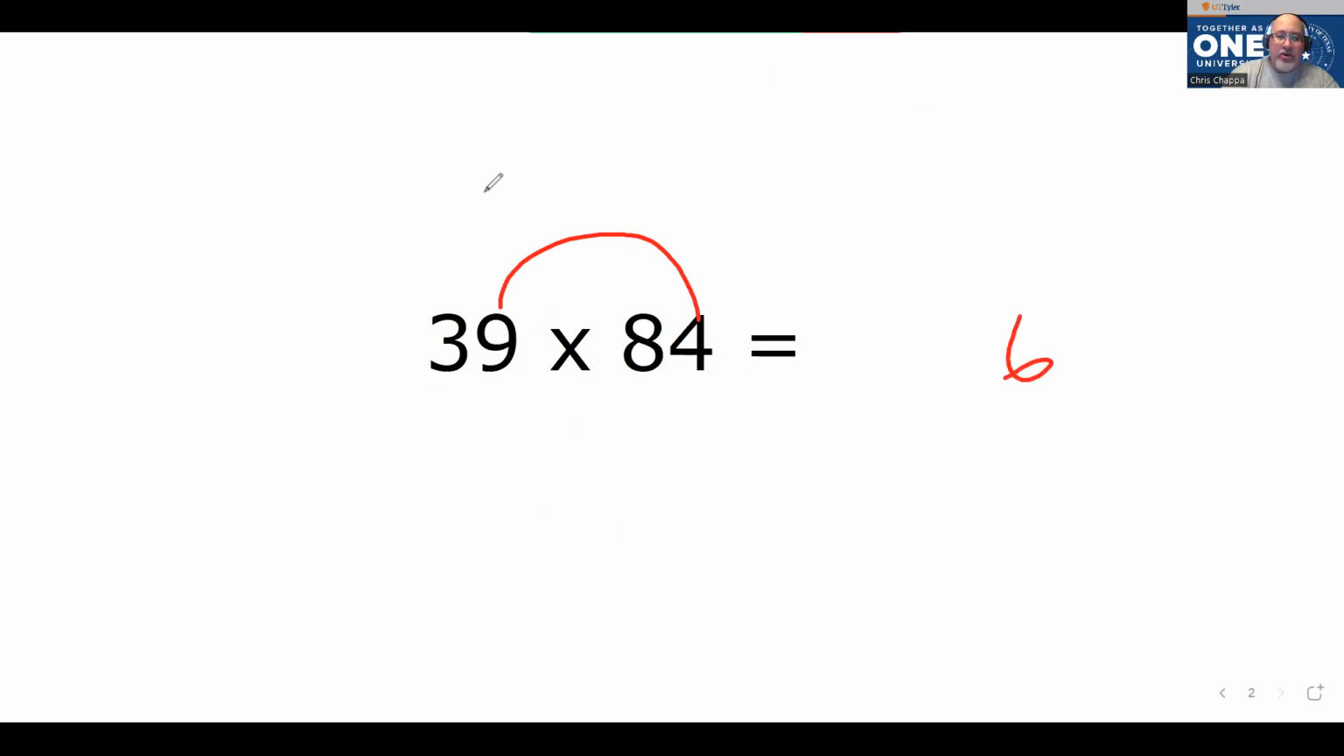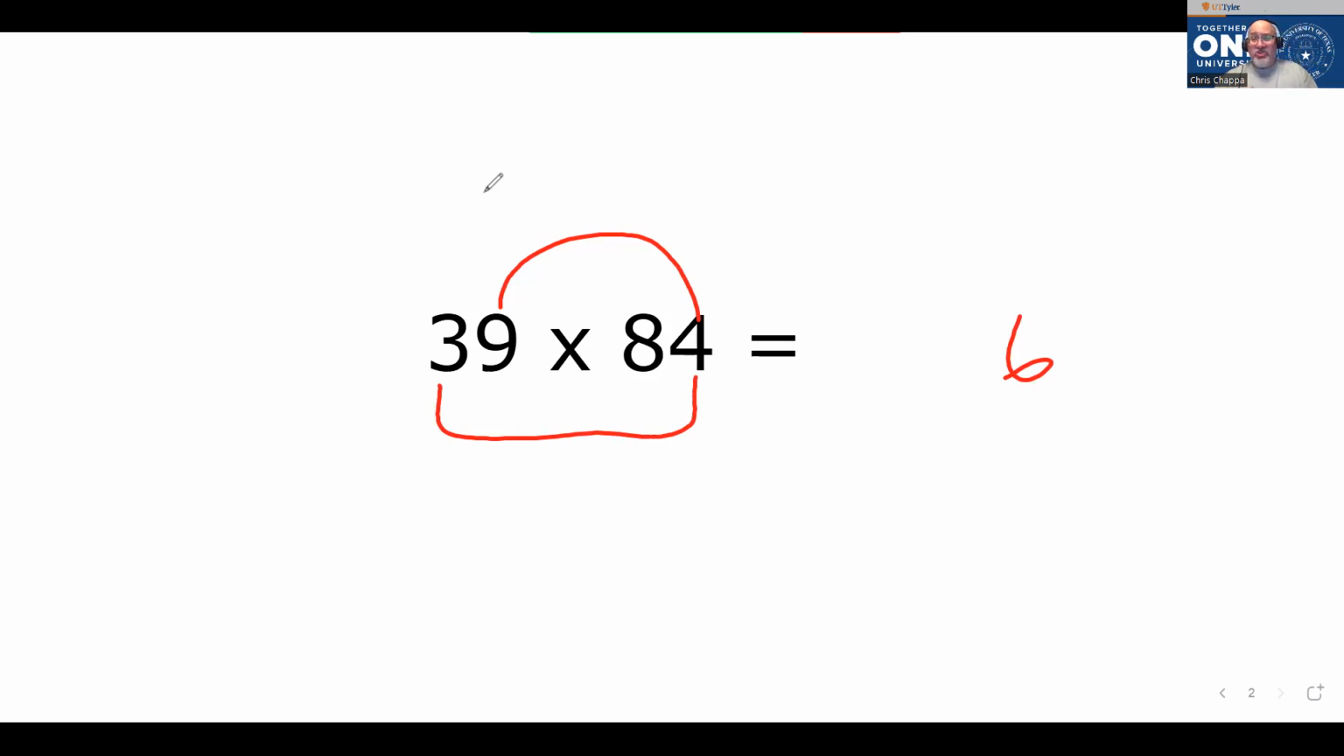Then you do the outer and inner part of FOIL. 3 times 4 is 12. Let's go ahead and add the 3 to that. 12 and 3 is 15. Now I don't have to worry about that anymore. 15, you want to remember one number at a time. Where was I? Oh, yeah. Let me retrace my steps.